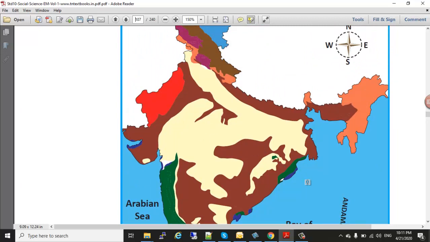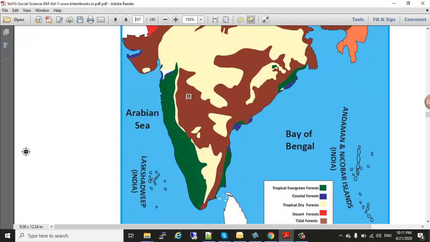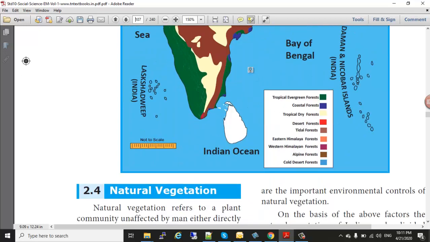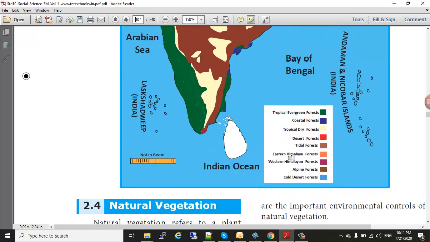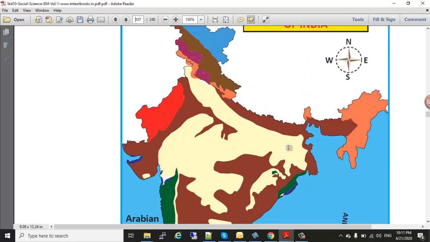See children, in this print all the pictures and colors are given very clearly, but in your textbook I think there is a small correction in the color change, so you stick to this one. I'm just showing the desert forest. Desert, we always know that comes under Rajasthan. Yes, and clearly we know the tidal forest. So these are the tidal forests, you can see this tidal coast. Okay, coastal region, tidal forest. And next, eastern Himalayan forest.